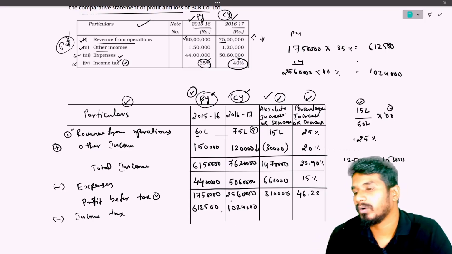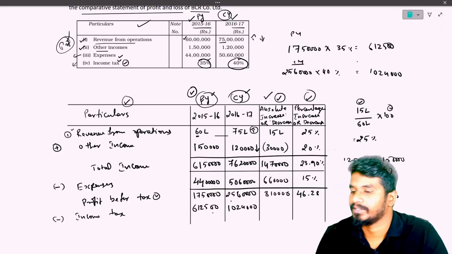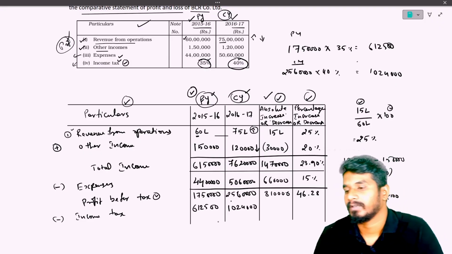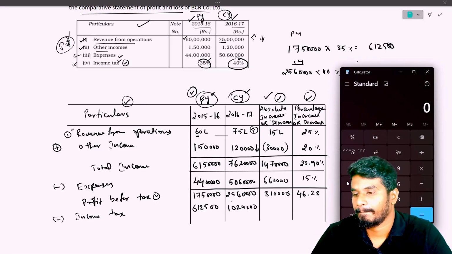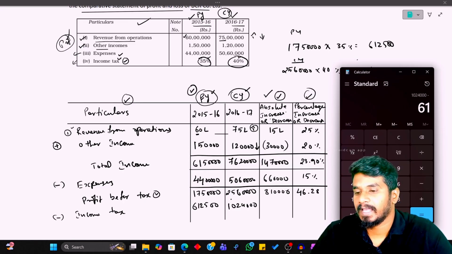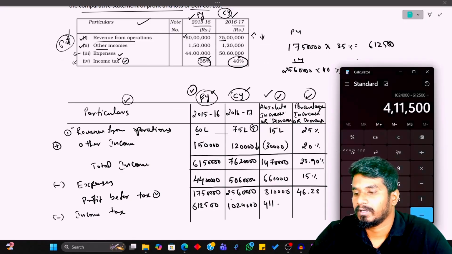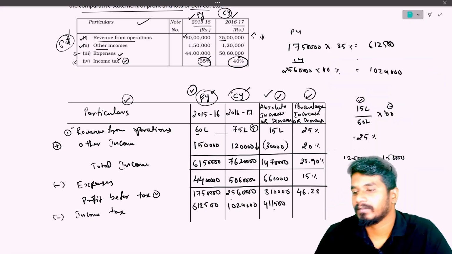So this is the amount we got and we need to find out what is the change here. 10 lakh current year minus previous year. If you do that, you'll get the answer. What is the change? We'll directly minus it. 10 lakh 24,000 minus 6 lakhs 12,500. What is the answer? 4 lakh 11,500. Correct. This is the amount we are getting as change.